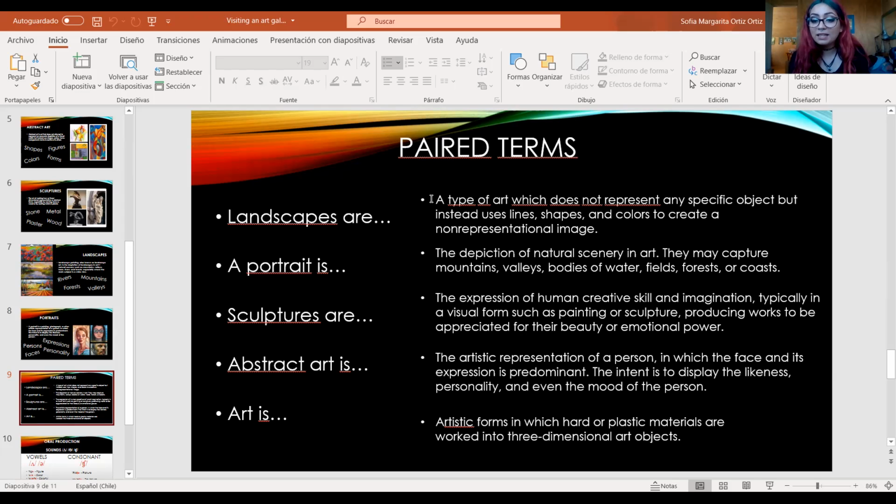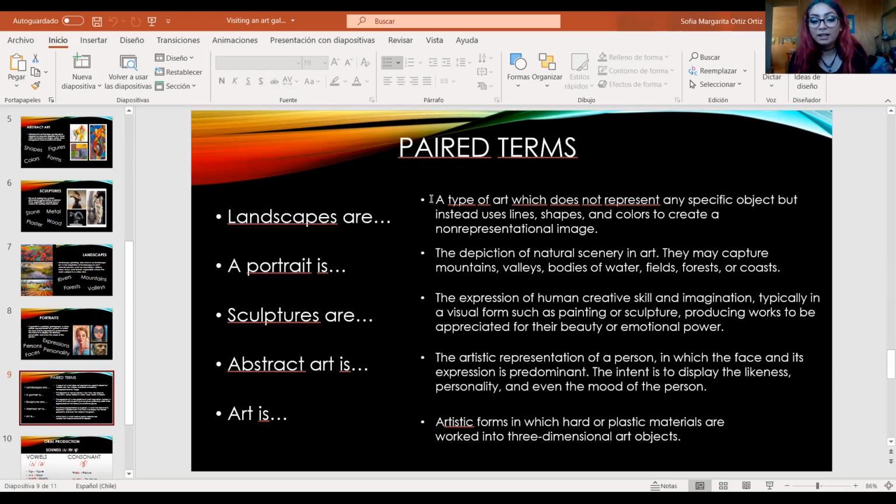The artistic representation of a person in which the face and its expression is predominant. The intent is to display the likeness, personality, and even the mood of the person. What do you think? It is a portrait, right?